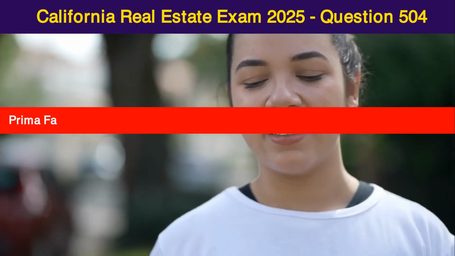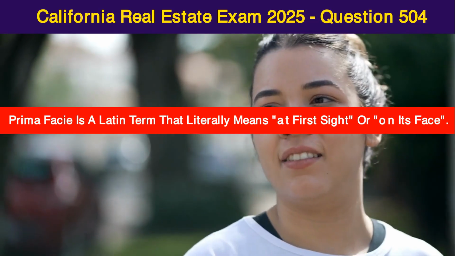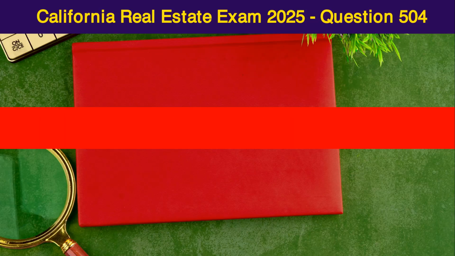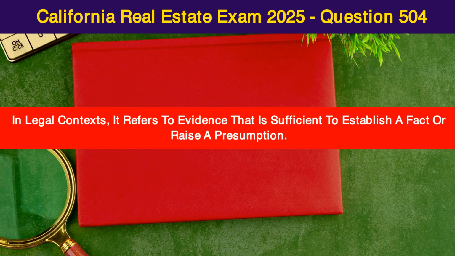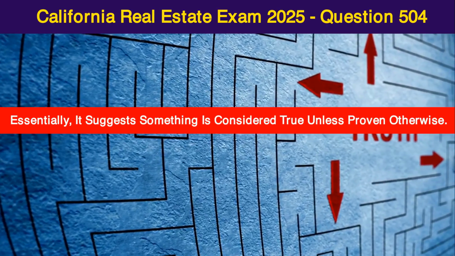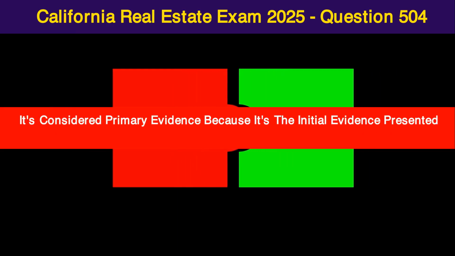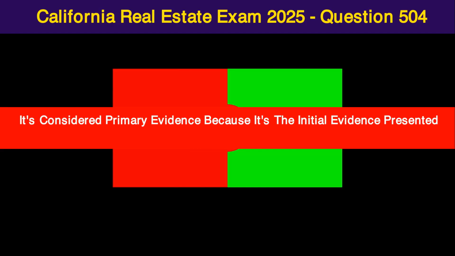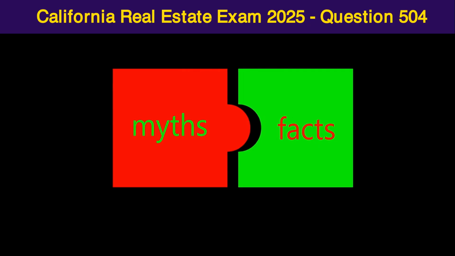Primary evidence. Prima facie is a Latin term that literally means, at first sight, or, on its face. In legal contexts, it refers to evidence that is sufficient to establish a fact or raise a presumption. Essentially, it suggests something is considered true unless proven otherwise. It's considered primary evidence because it's the initial evidence presented that, if not challenged, would prove a particular claim.